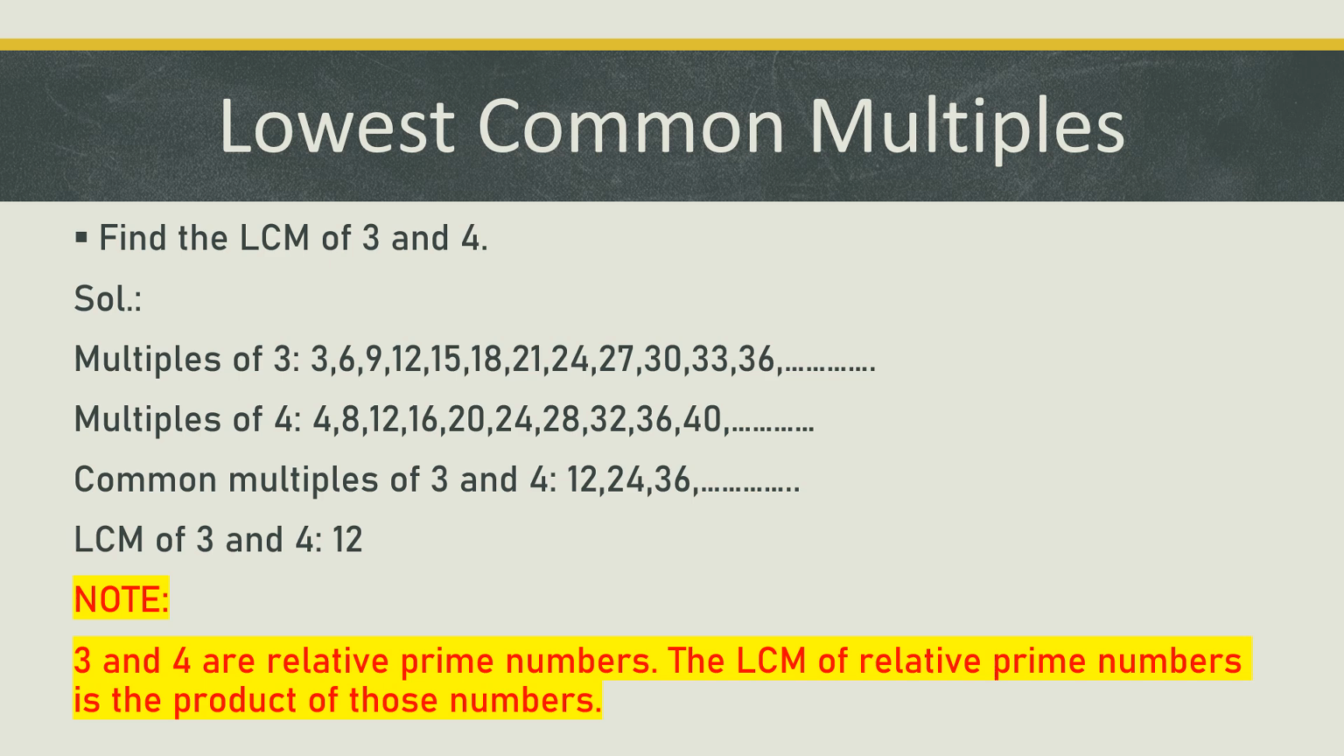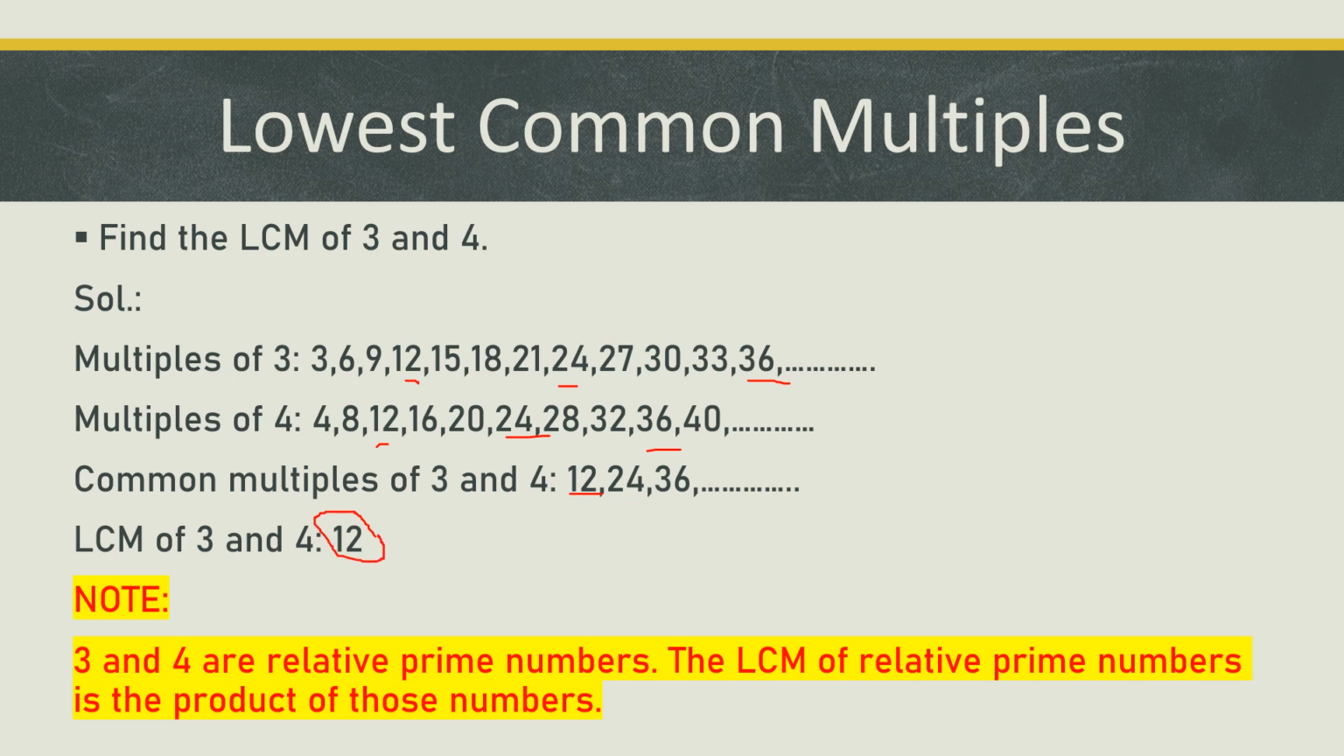So here the common multiples of 3 and 4 I got are 12, then 24, then 36. Which is the smallest number in this? It is 12. Lowest means the smallest common multiple, whichever it is, we will write that as LCM. So here 12 is the lowest common multiple. So LCM of 3 and 4 is 12.